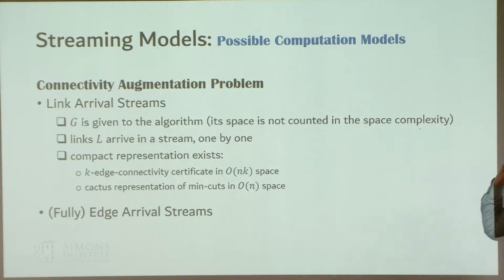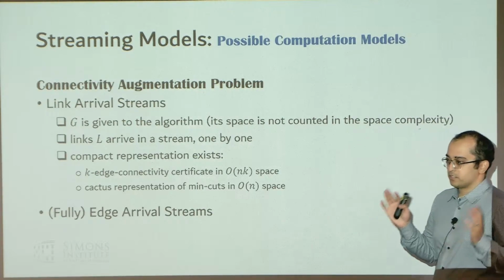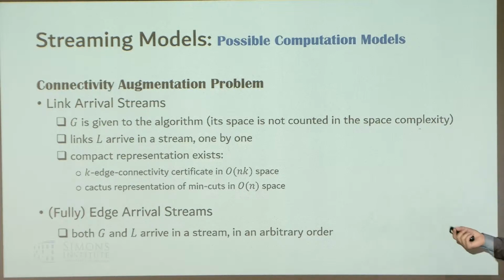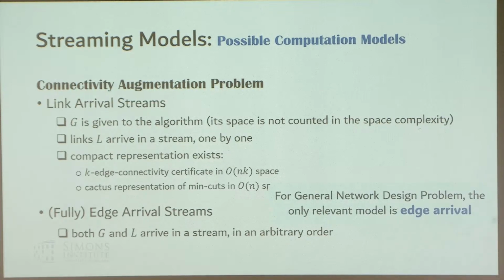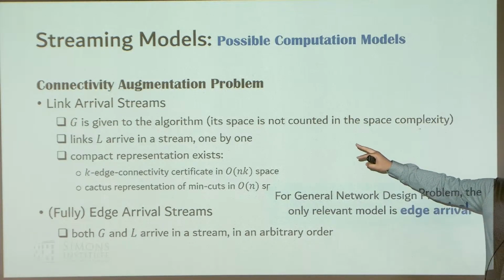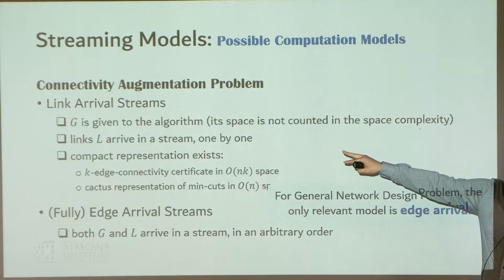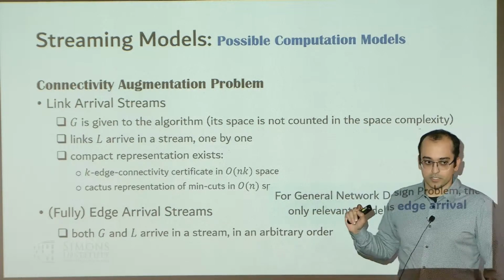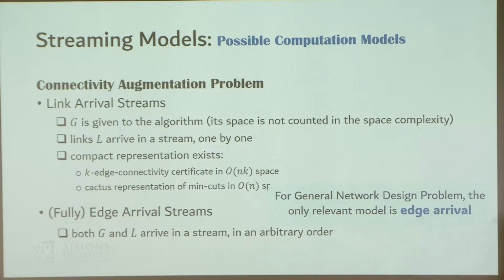And the other setting is just the fully edge arrival stream, where we assume that everything arrives in the stream. Both links and edges are arriving in the stream, and they can be in an arbitrary order. Just to remark, this link arrival stream is only for the connectivity augmentation problem, because it only makes sense there. For the general network design problem, we always assume the edge arrival stream. Okay, any questions so far about these two models?